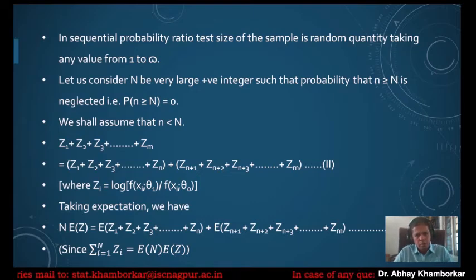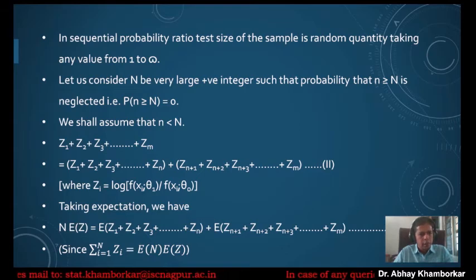Now I have told you a number of times that in sequential probability ratio test, or for that matter even in sequential testing, the size of the sample is a random quantity taking any value from 1 to infinity. Now let us consider capital N to be a very large positive integer such that the probability that small n is greater than or equal to capital N is neglected. That means this probability is equal to 0. In other words, we shall assume that n is less than capital N.